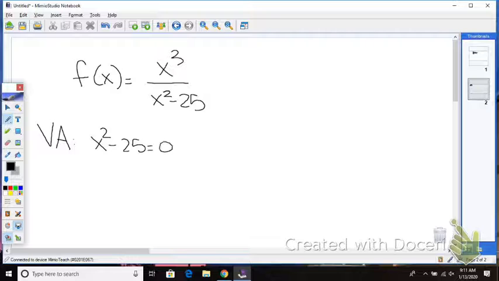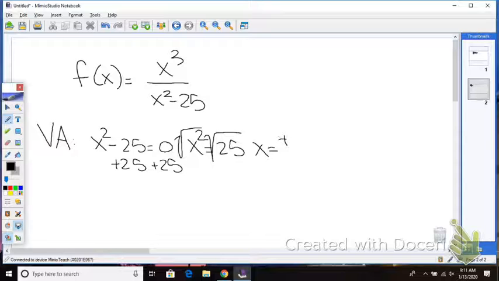You have two ways you can do this. You can move the 25 over and square root, or you can factor. Let's move the 25 over because we haven't done that very much. So if I have x squared equals 25, how do I undo a squared? And what do we know when we square root 25? What do we get? We get two answers. You get 5 and negative 5. So you get x equals plus and minus 5.